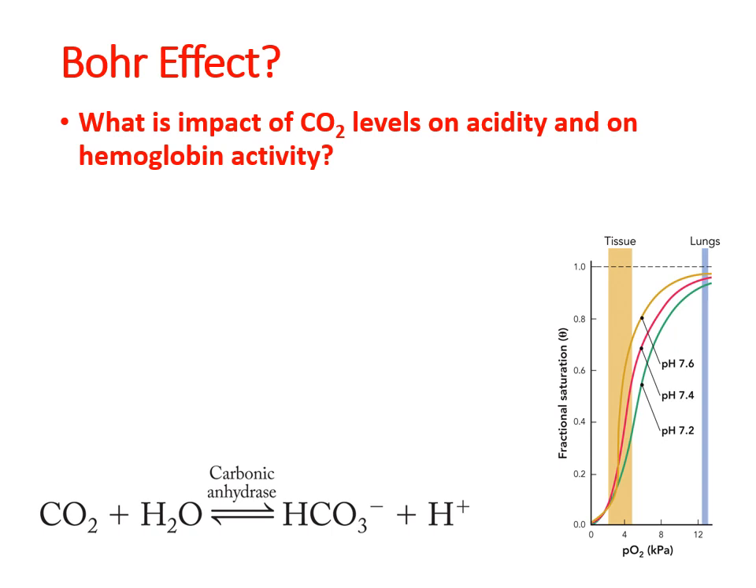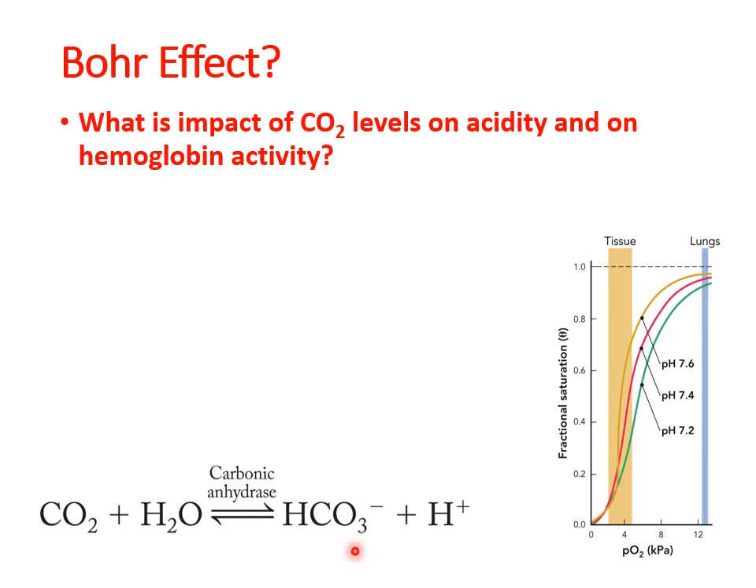Okay, so that now brings us to the Bohr effect. And what the Bohr effect states is that hemoglobin affinity for oxygen is inversely related to acidity and carbon dioxide concentration. So that basically tells you if conditions are more acidic, which would be a lower pH, you will have lower affinity for oxygen. Okay? If situations are less acidic, you will have more affinity. So they're inversely related. If you have high acidity, you have low affinity. If you have low acidity, you have high affinity.